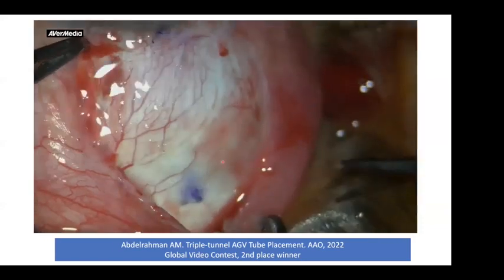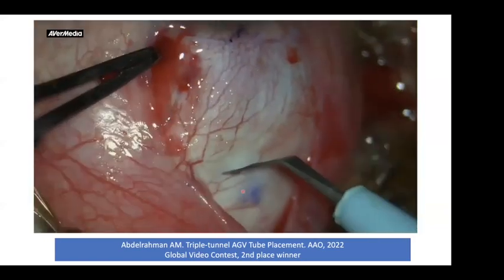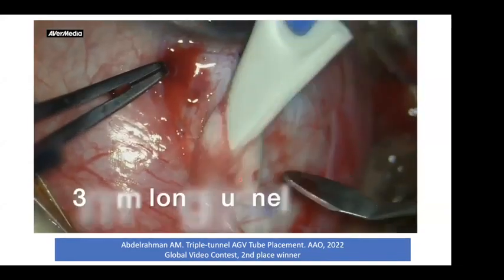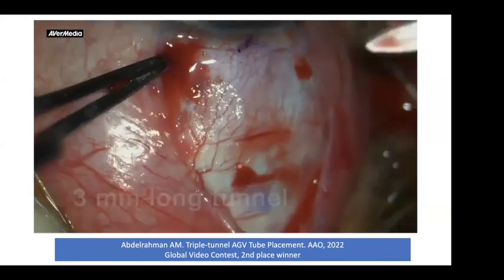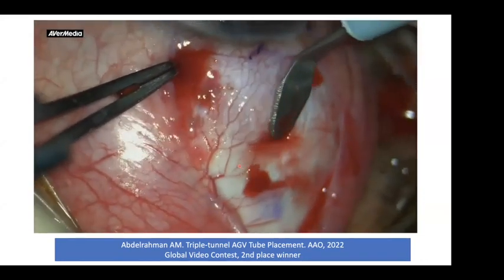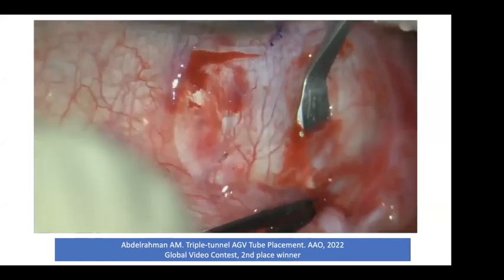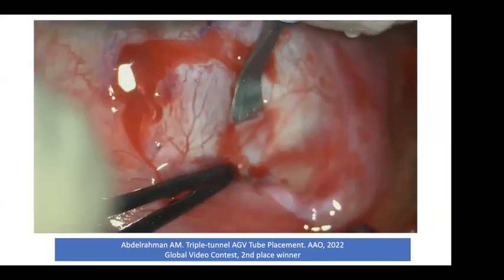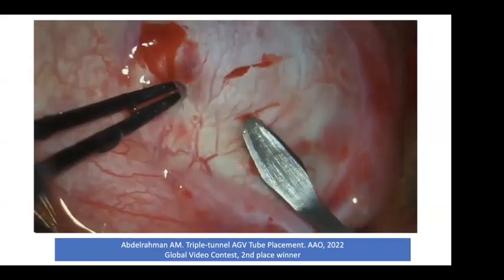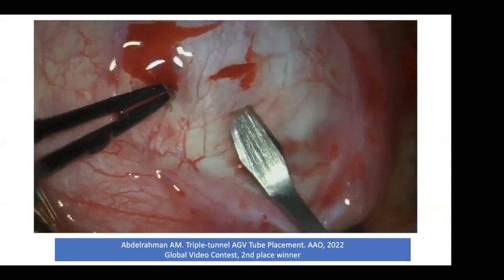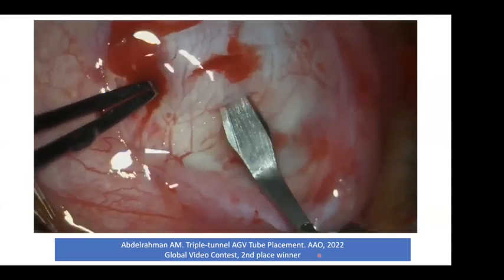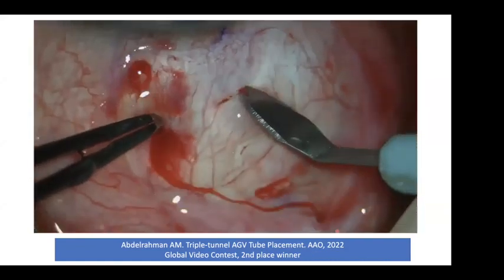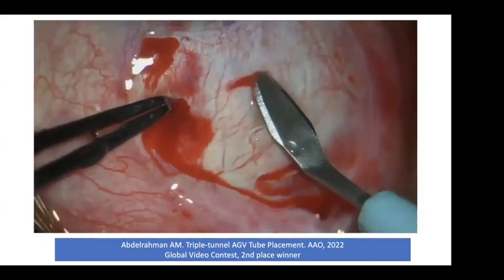Now, again, it is just a revision of the technique, starting with the posterior incision, posterior tunnel, and then moving to the middle tunnel. Again, everything is connected. And with time, I found this is reproducible, so it is not difficult to reproduce once you train. And I trained myself on that. And as you see, this technique awarded the 2nd place from the American Academy of Ophthalmology in the global video contest this year.